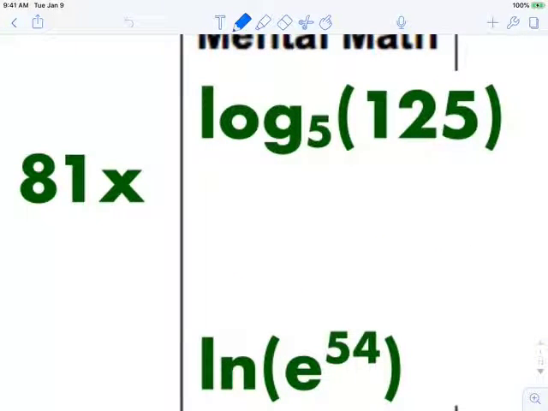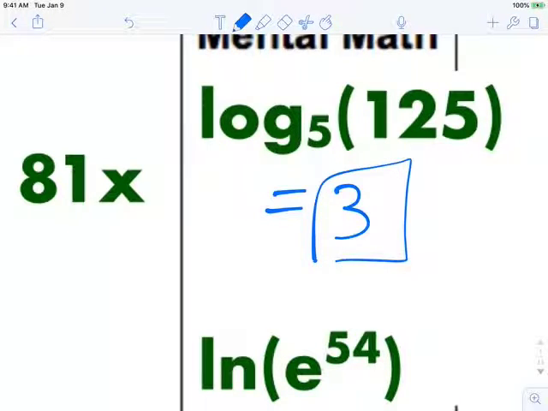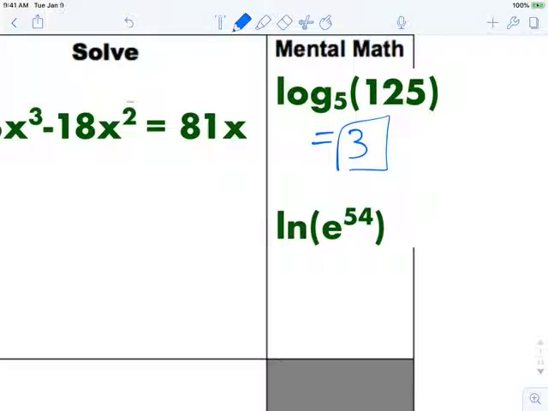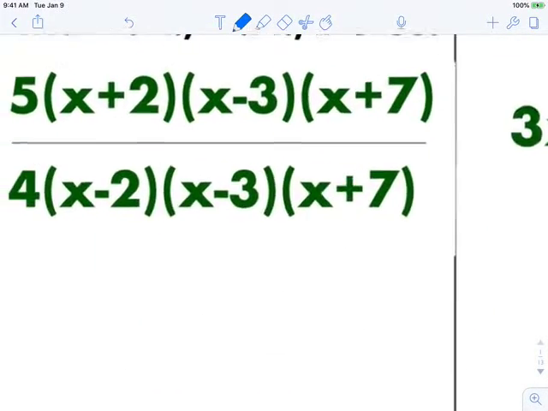5 to what power gives you 125? 3? Okay, so log base 5 of 125 is 3. What happens with natural log and e? Cancel. So you're left with the exponent. So that's equal to 54. And then Miranda will walk you through these two.